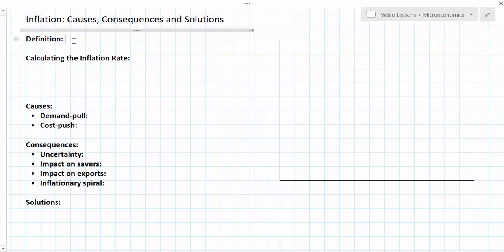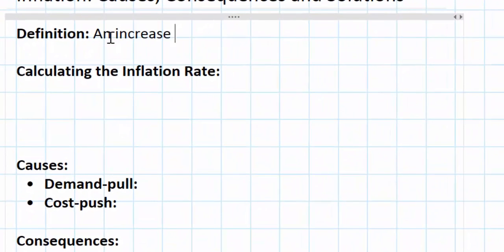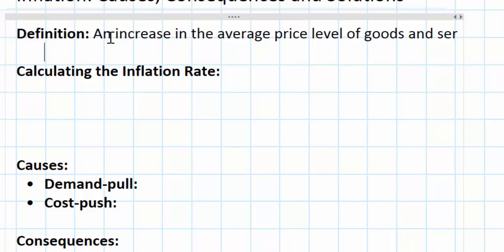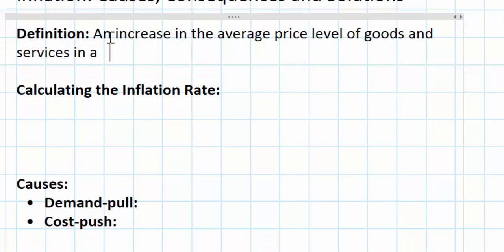You may already know this, but inflation has a very simple definition. It is defined as an increase in the average price level of goods and services in a nation over time. Quite simple. Inflation is when prices are rising.